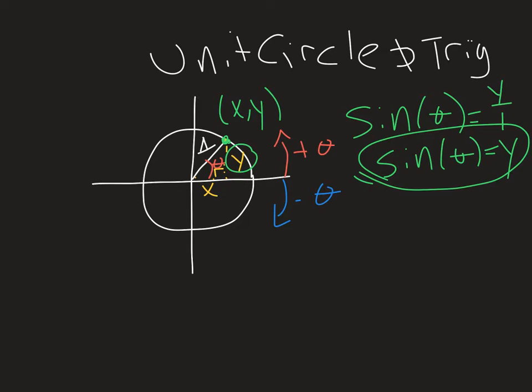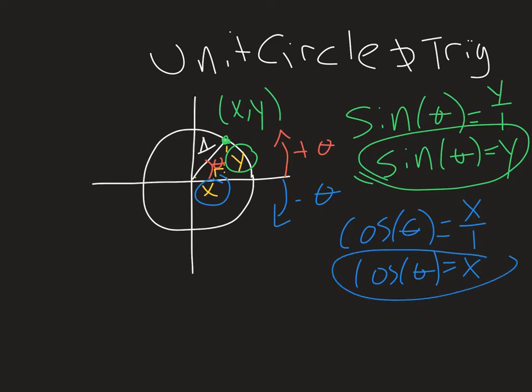Likewise, if we look at x, I'd want to use cosine because x is the adjacent. So cosine of theta is equal to x over 1, which means that cosine of theta is equal to x, just by itself, for a very similar reason. Same idea: if I'm trying to figure out what cosine of theta is, I can just figure out that horizontal motion, the x-coordinate of that triangle. We'll go through a couple of examples to explain what that means.